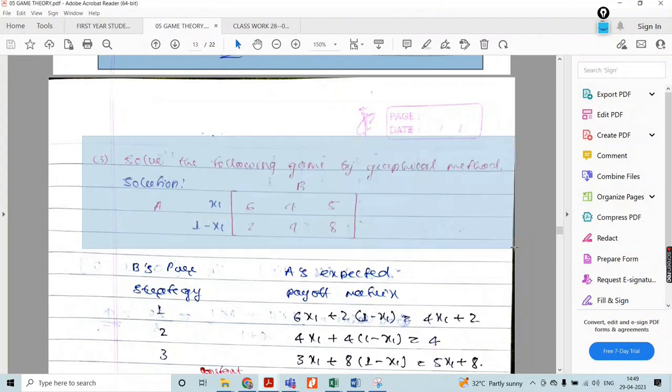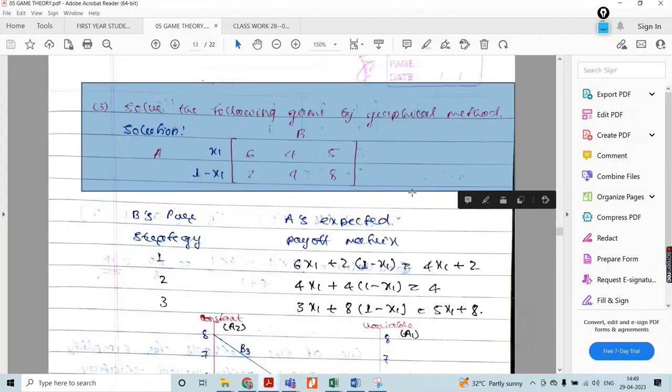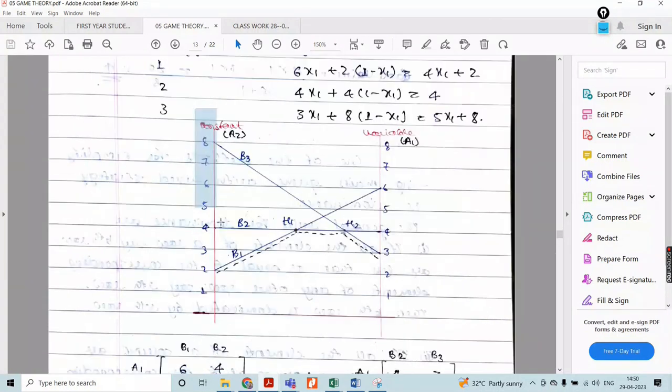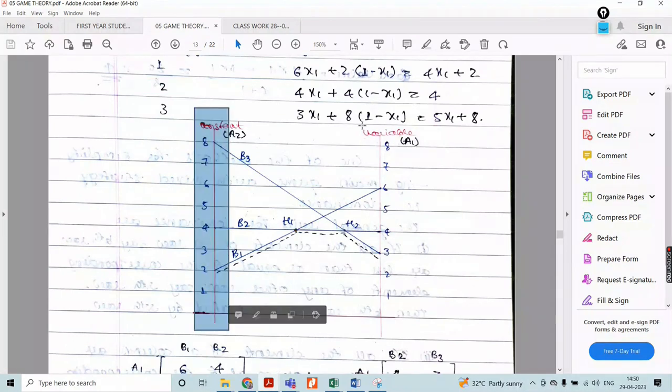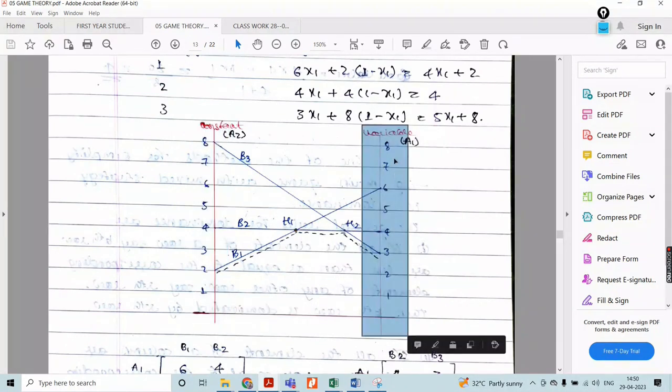I discussed the graphical method. In that graphical method, they are going to provide an n cross 2 or 2 cross m matrix. According to that matrix, you can proceed with your evaluation. Draw the two vertical lines corresponding to that matrix.